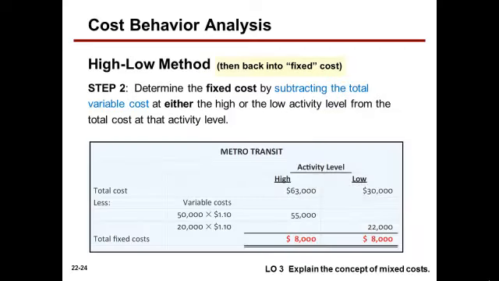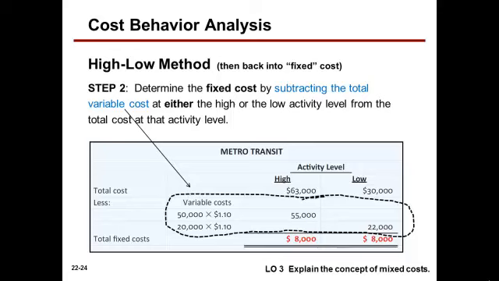Then in the second step, we'll back into the fixed cost component of that mixed cost. So we determine the fixed cost by subtracting the total variable cost at either the high or low level of activity from the total cost at that level of activity. So we start with the variable cost first.